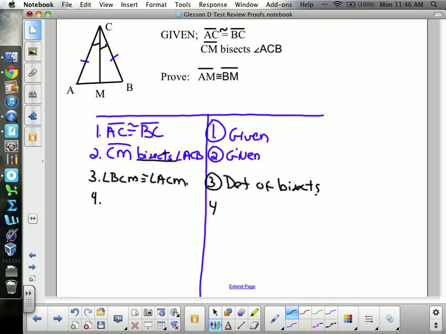Okay, that's all my givens. I've used up my givens. I've got no more givens. So now I have to turn to my picture. Do I have anything special in my picture? And what are the two key things we look for in a picture?